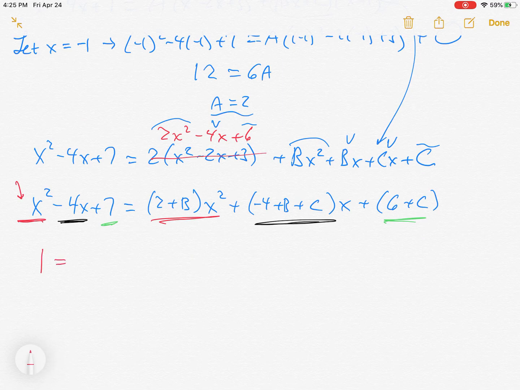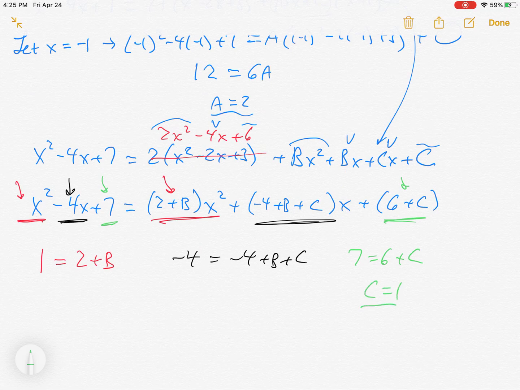For these to be equal, the x squared terms must be equal, the linear terms must be equal, and the constant terms must be equal. So what does that mean? That means that the coefficient here is 1. 1 must equal 2 plus b. Got that? If they're equal, the coefficients of the quadratic terms must be equal. Negative 4, the coefficient here, must be equal to negative 4 plus b plus c. And finally, 7 must equal the constant here. 7 equals 6 plus c.